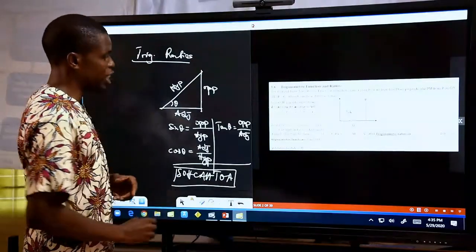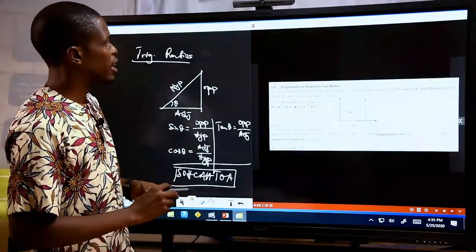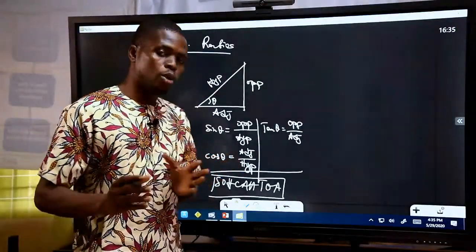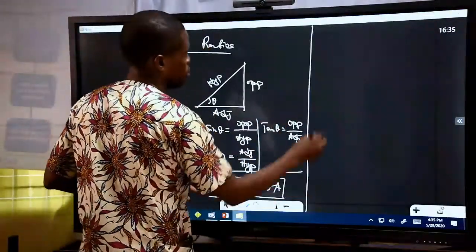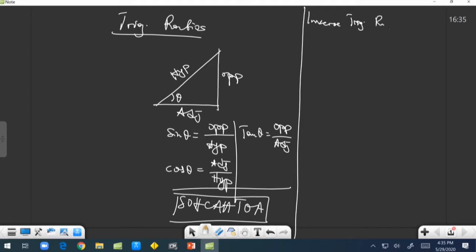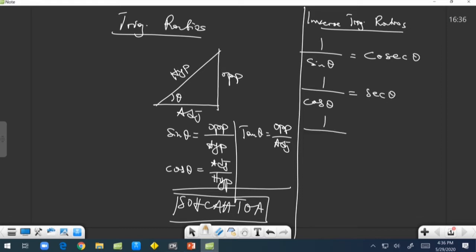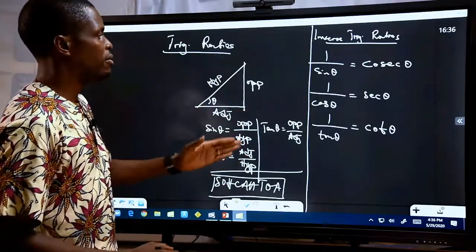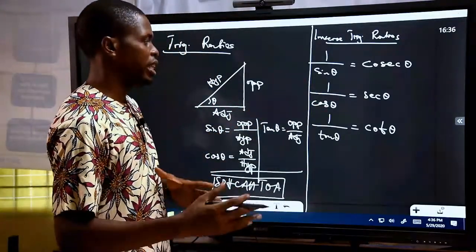We are also trying to explain the relationship between this and the reciprocal ratios, where we talk about the inverse of these trig functions. We're able to show that 1 over sine theta is cosec theta, 1 over cos theta is secant, that is sec theta, and 1 over tan theta is equal to cotangent, that is cot theta. So we have cosec theta, sec theta, and cot theta.